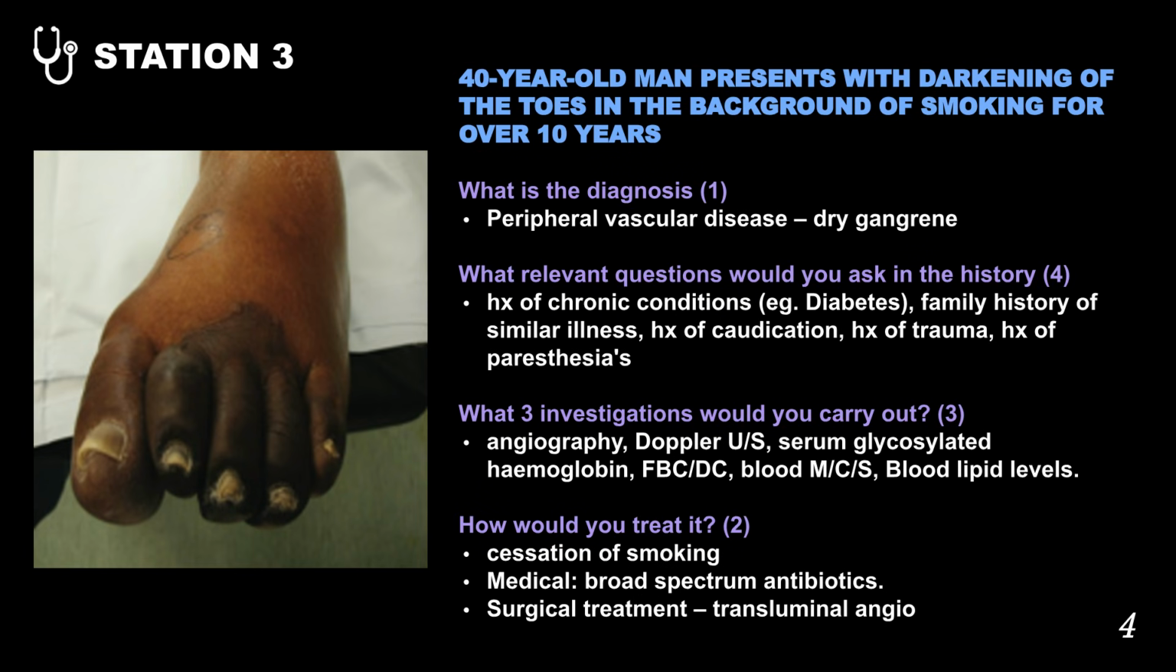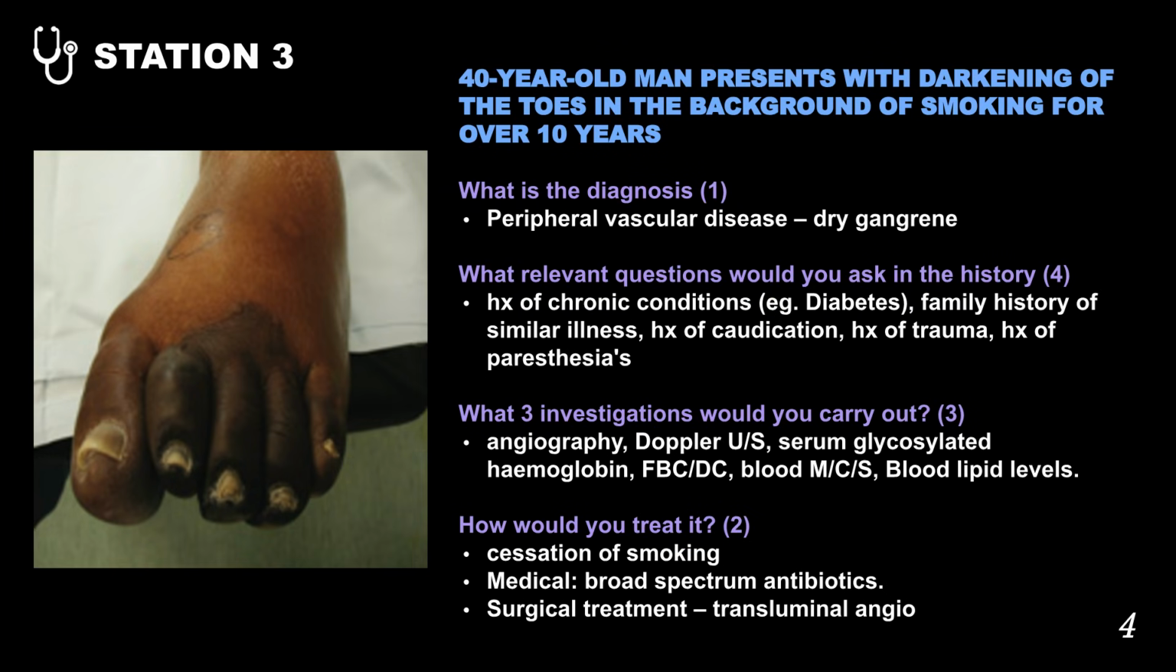Next, we have a 40-year-old chronic smoker presenting with darkened toes. Your diagnosis here should immediately be peripheral vascular disease, leading to dry gangrene, tissue death caused by prolonged ischemia. History taking is critical. Ask about diabetes, family history of vascular disease, intermittent claudication, prior trauma, and any abnormal sensations like tingling or numbness. Investigations should focus on assessing blood flow.